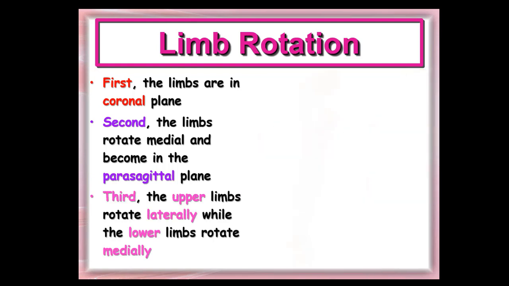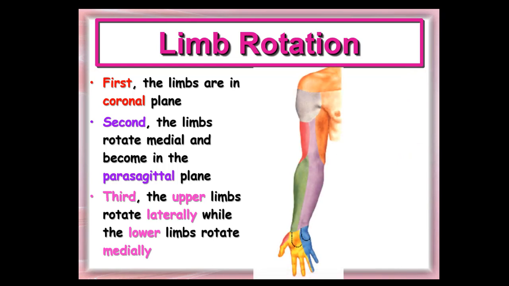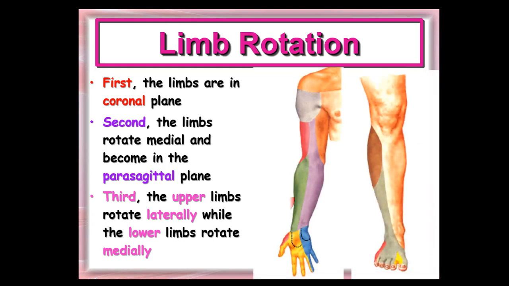Then the upper limb rotates in a different way than the lower limb. So the upper limb rotates laterally while the lower limb rotates medially. That's why the flexors of the upper limb are facing forward while the extensors are facing backwards. While here the opposite occurs at the lower limb, the extensors are facing forward while the flexors are facing backward.